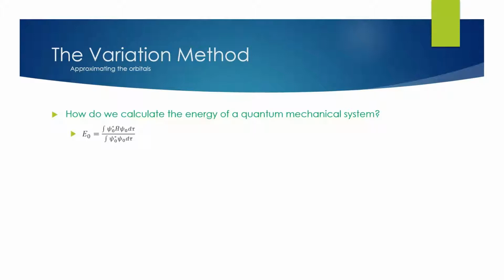The problem is we don't know what psi naught is, so we can't get an energy value, right? So we have an equation with two unknowns, and then how do we solve it? What we are going to do is we're going to make a guess.